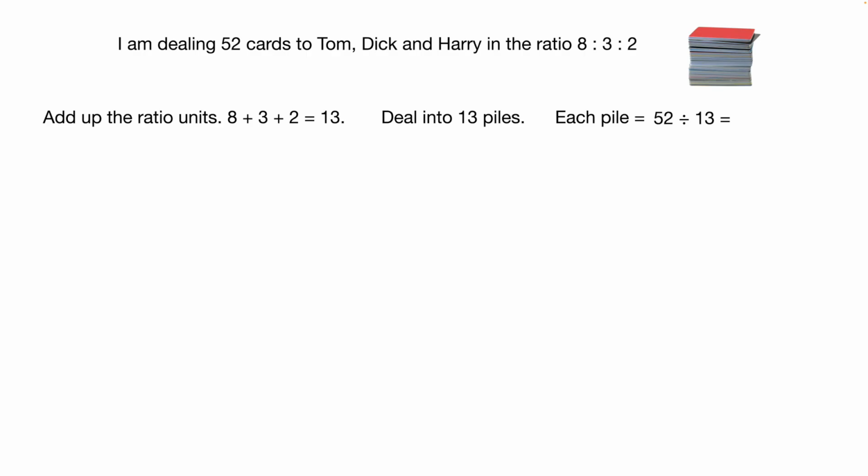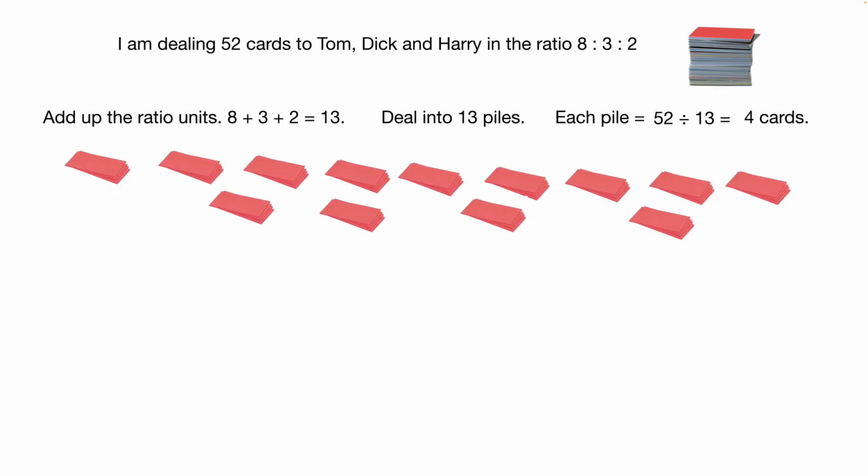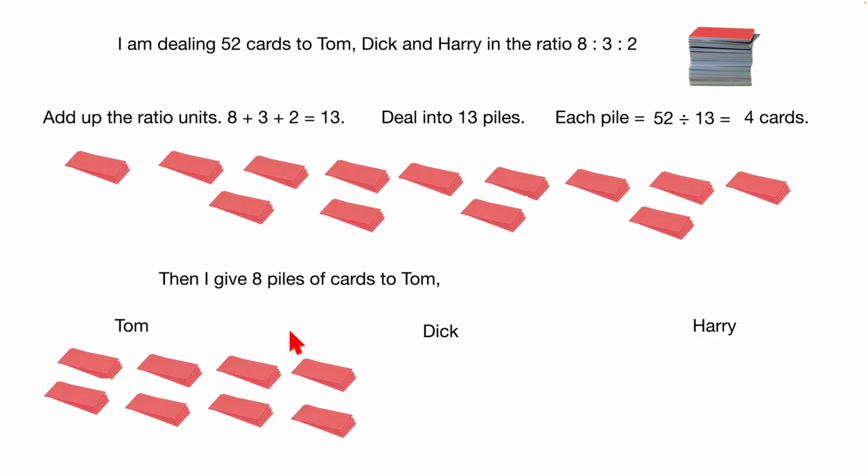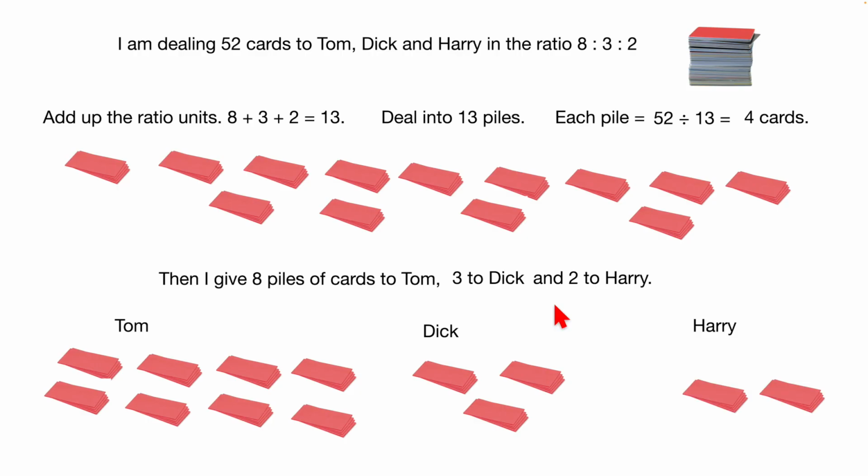And each pile will have 52 divided by 13 cards, 4 cards. And there they all are. Let's see who gets what. I give 8 piles of cards to Tom, because Tom gets 8 in the ratio. Lucky Tom. Dick, well, not so well off. He only gets the 3. And finally, Harry, just 2 for Harry. Hard luck, Harry. All the cards have been dealt.